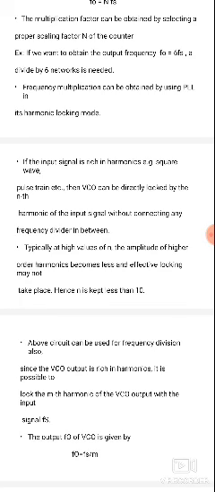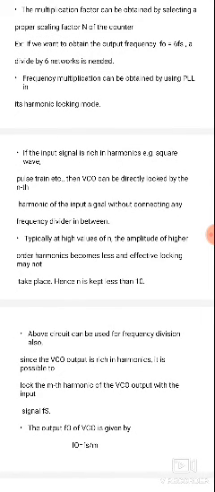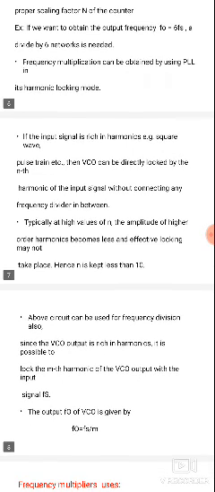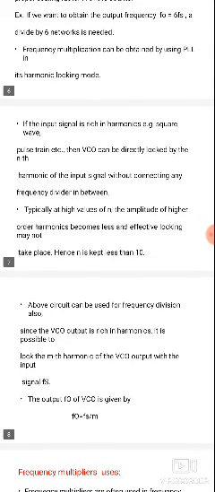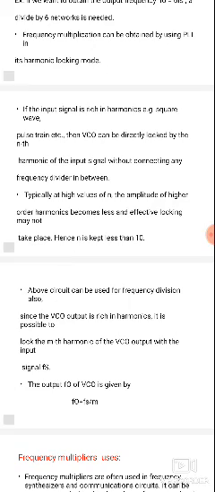This case only arises when the input signal is rich in harmonics. If it is a square wave or pulse train, then the VCO can be directly connected with the phase comparator, or directly locked with a harmonic of the input signal. Only if it is rich in harmonics, such as a square wave, triangular wave, or pulse train, is this the condition. It can be directly locked with the input signal without using any frequency divider network.